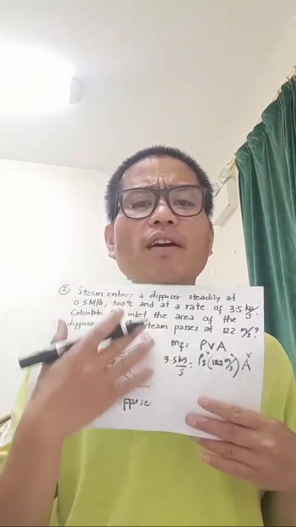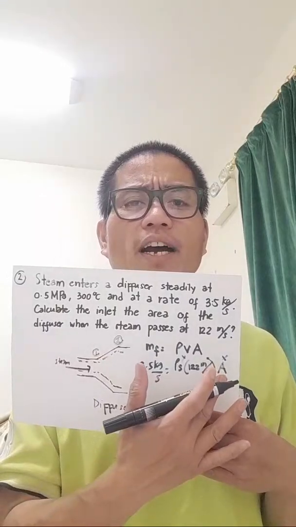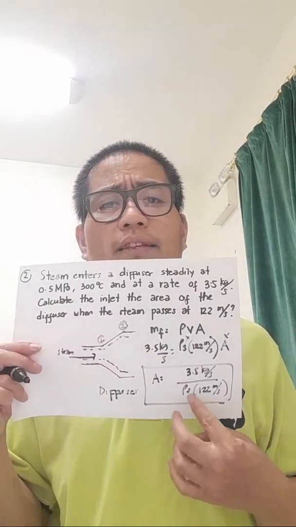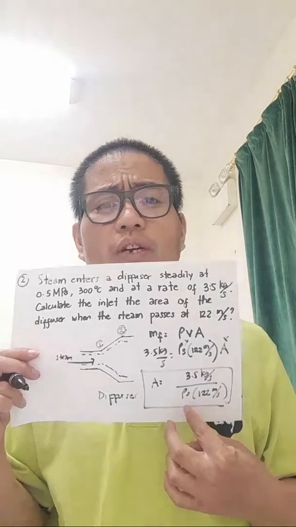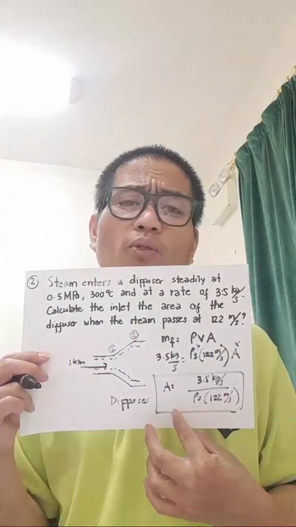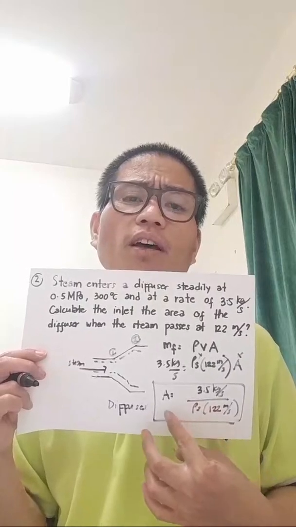Okay, there are two quantities that are missing. We need to solve the area. So area is equal to 3.5 kilogram per second, density, which we don't know yet, and 122 meter per second. Okay, so this is our formula now. And we need to get this individually, the density of the steam as it goes to the diffuser. And then we still have the area to find out, which is our main problem. We don't know this yet. If we have the density of the steam, then we can get the answer.